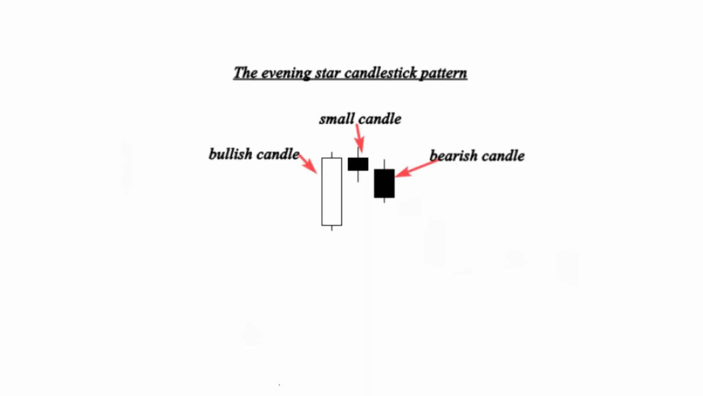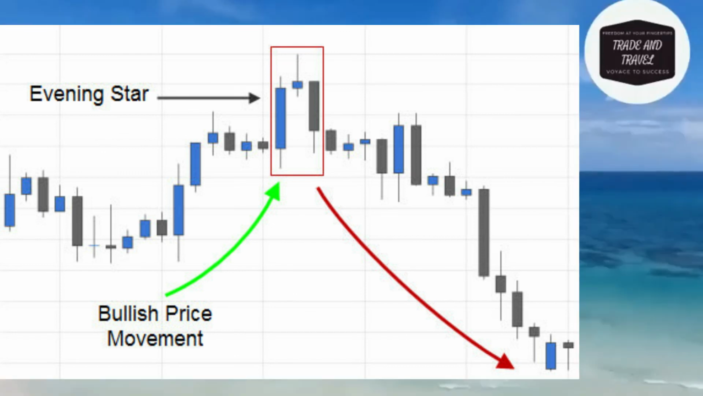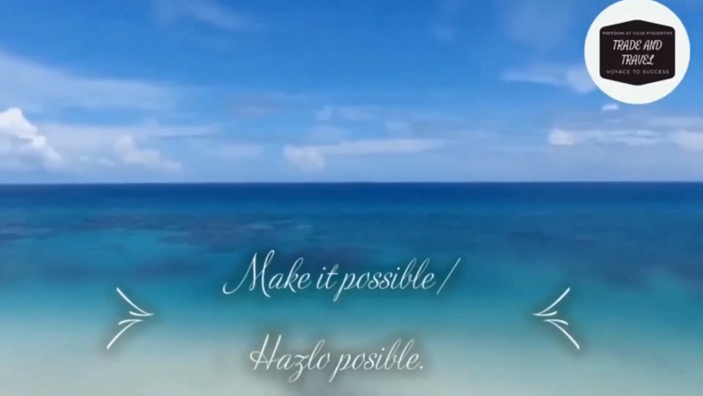The Evening Star. The Evening Star is the bearish version of the Morning Star and is obviously very important if it is found at a key level of resistance.